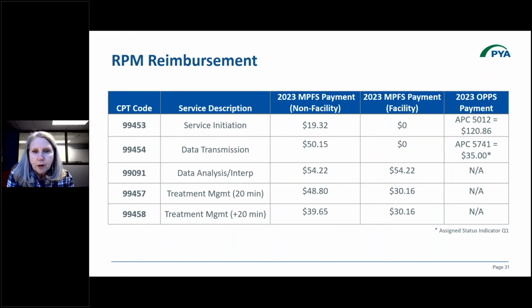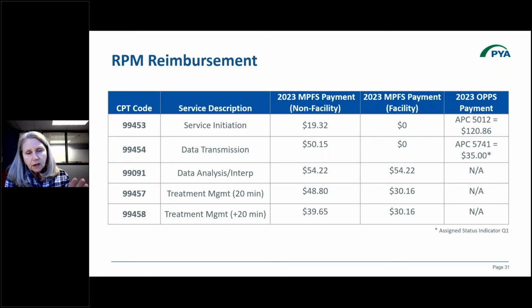On the RPM reimbursement, again, these are 2023 rates. There are small adjustments that are made to the RVUs proposed for 2024. And again, the conversion factor is still at play. But I would note to you, particularly on treatment management services, the reimbursement there, which is just at $49 for a non-facility, that is lower than the reimbursement for chronic care management.